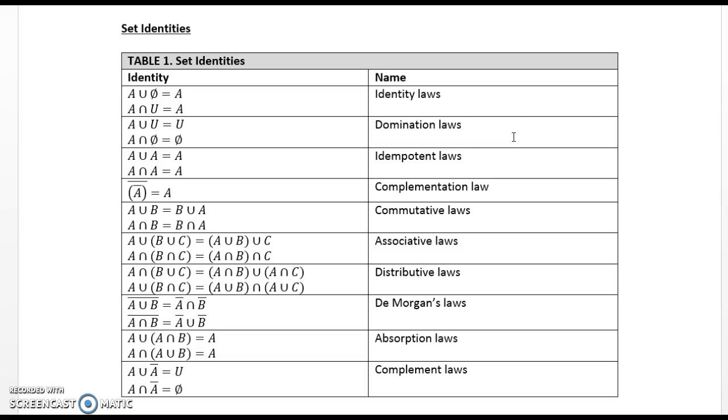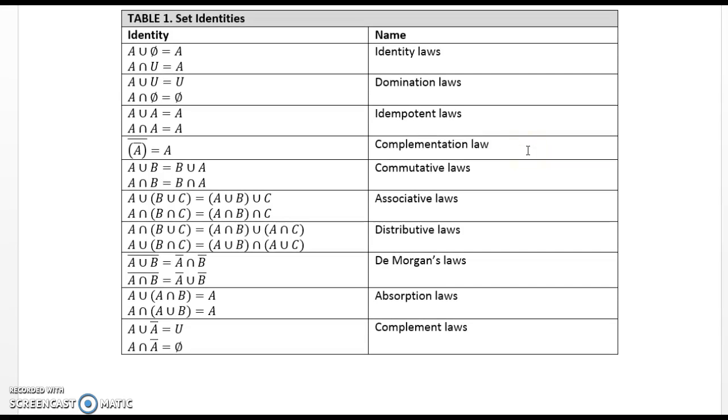We have the idempotent laws. The union of A with itself is A. The intersection of A with itself is A. The complement of the complement is A itself. We have the commutative laws. We have A union B is equal to B union A, and A intersect B is equal to B intersect A.